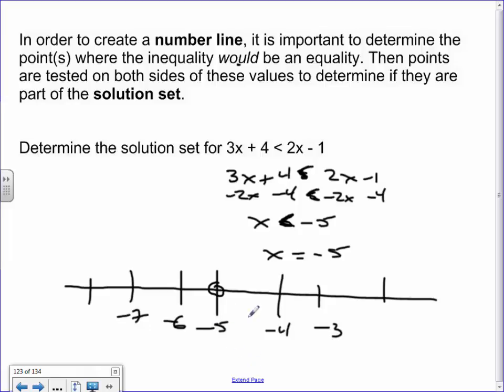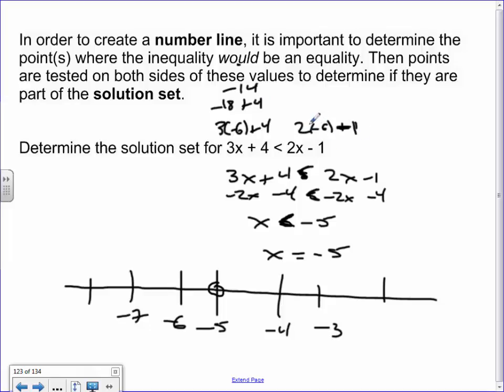Give me some number that's lower than -5. Any number lower than -5. -6. Perfect. So all I'm going to do is just go 3 with -6 and 2 with -6. I'm just going to test this out. 3 times -6 is minus 18. Add 4, it's actually minus 14.